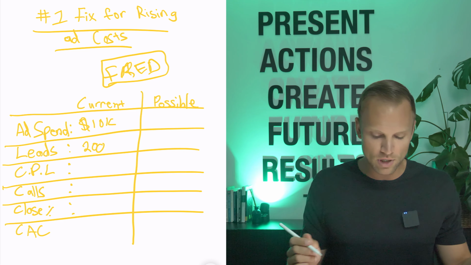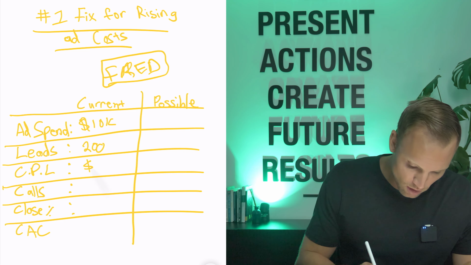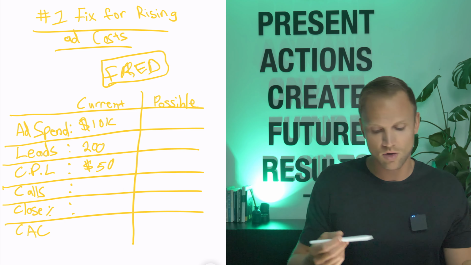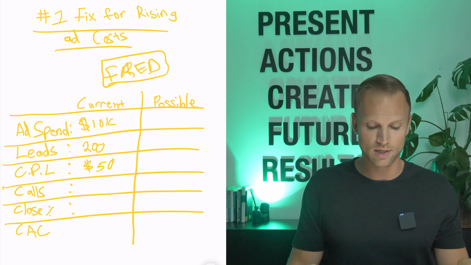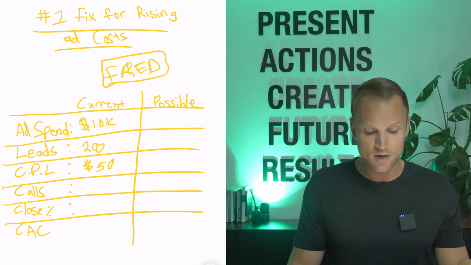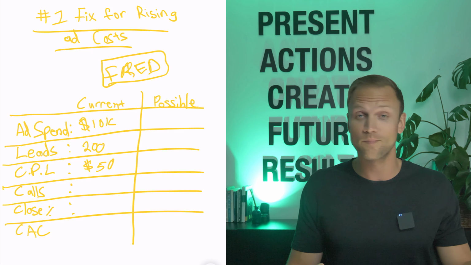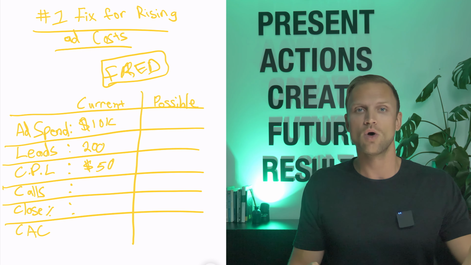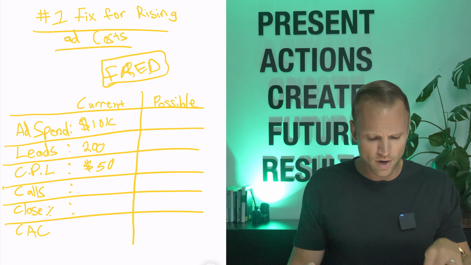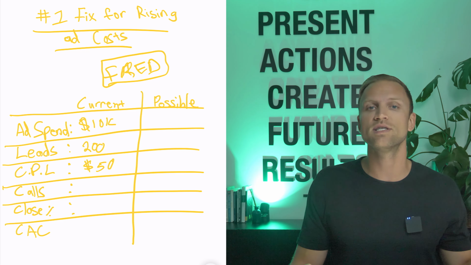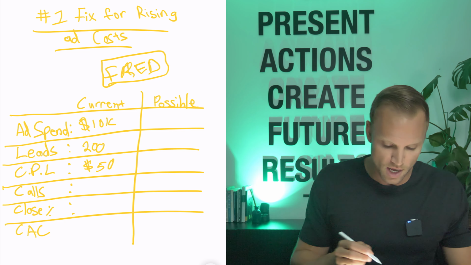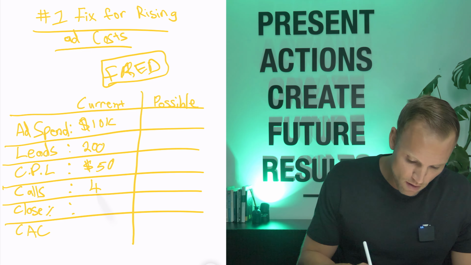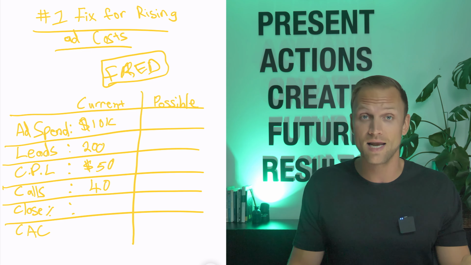And again, Fred is a made up example here to get the point across. Now, Fred's cost per lead here is going to be $50, based on the $10,000 spent and 200 leads coming in. That's $50 per lead. And this is just another example here. Out of these 200 leads, let's say 20% of them convert into calls. So that is 40 booked calls on Fred's calendar.